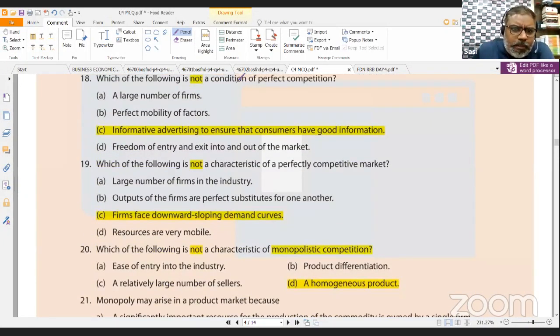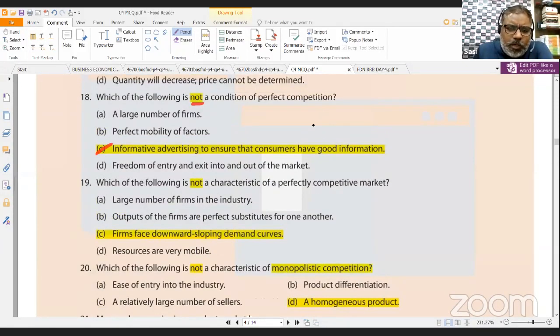Then question number 18. Which of the following is not a condition for perfect competition? Informative advertising to ensure customers have good information will not happen in perfect competition. No normal roadside vegetable vendor is going to give any advertising. Advertising is not a useful tool in perfect competition, not required. In monopoly, at least some advertisement will happen to inform the people that we are there. Though we are a monopoly, still we can give some advertisement. This is an existing brand. Informative advertisement is there. In monopolistic competition and oligopoly, heavy advertisement will be given.